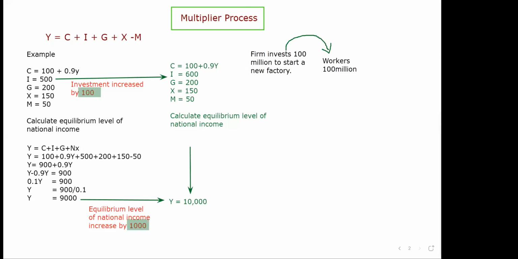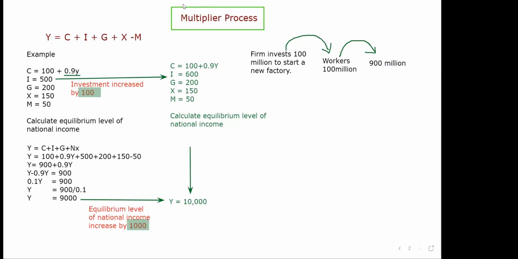Now, what will these workers do? Workers who get this 100 million, they will consume that. Now, remember, MPC is 0.9. So if they are getting 100 million, only 0.9 of that they will consume. So these workers, maybe they are paying their children's school fees, children's tuition fees. They are spending on transportation. So they are spending some amount. So let's say these workers are paying their children's school fees. So only 0.9 of that. So 900 million goes as school fees.